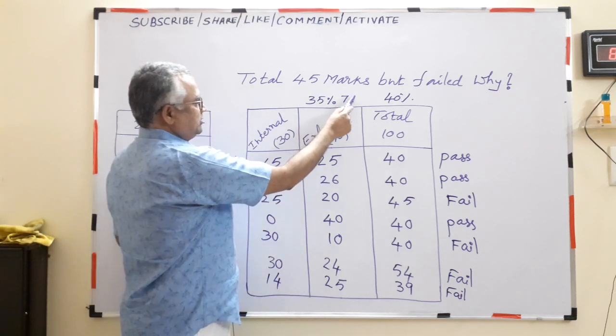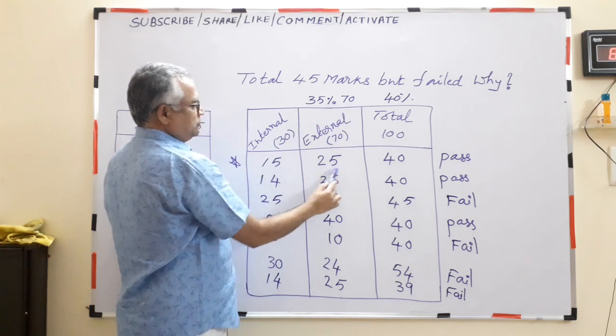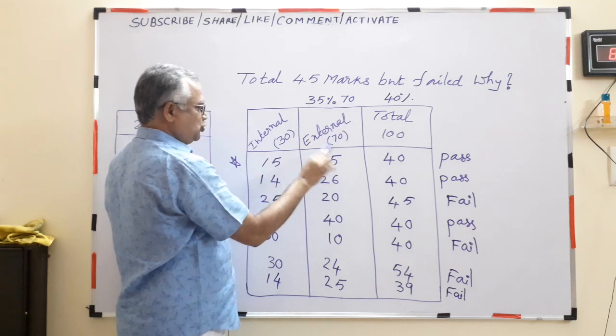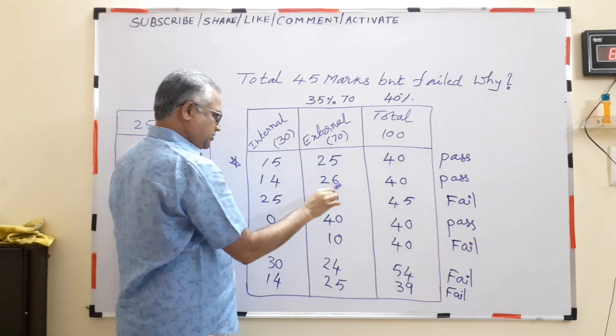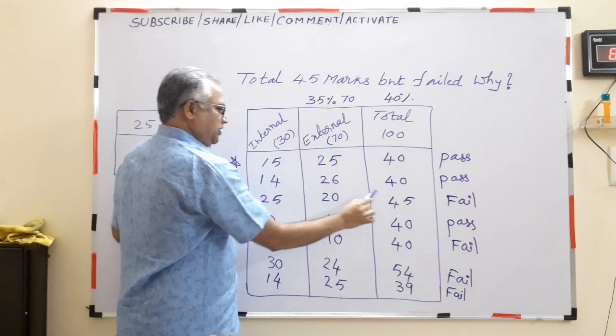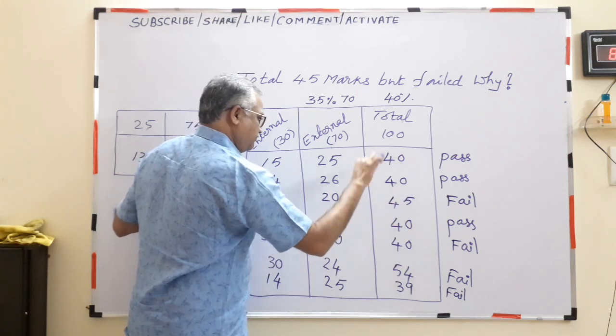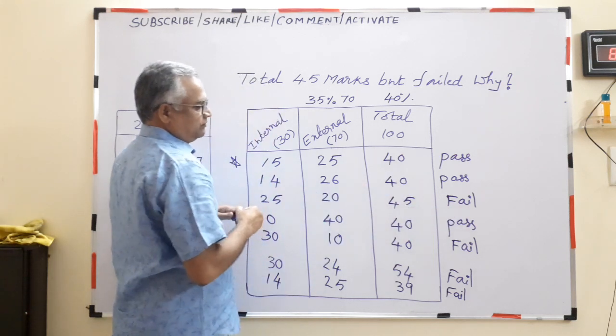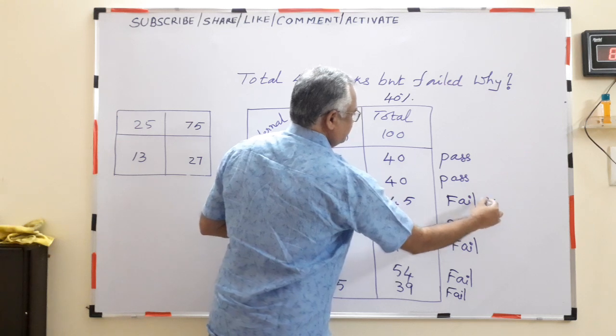So 35% of 70 is 25. So the minimum mark you should score in the external exam is compulsory 25. 20 is less than 25, so even though the total 45 is more than 40, declared as fail. So this is a special case.